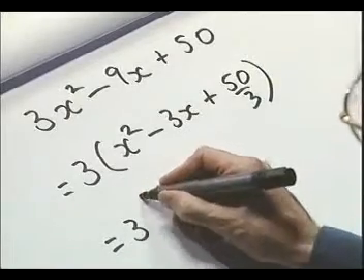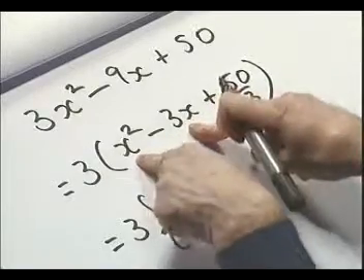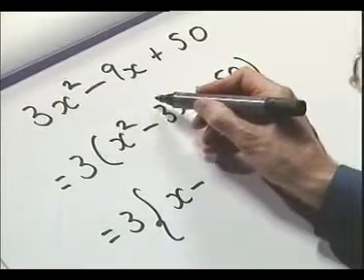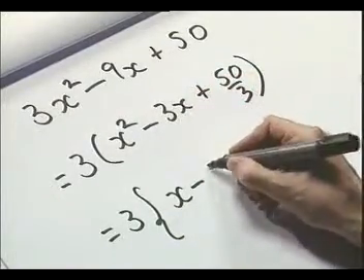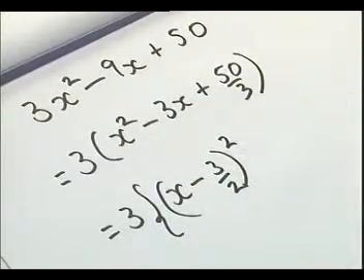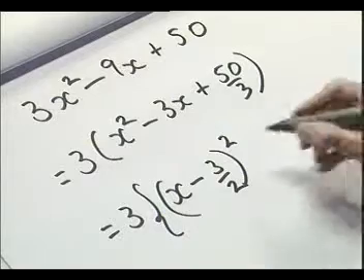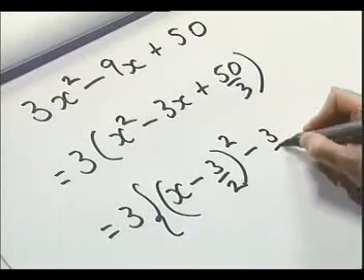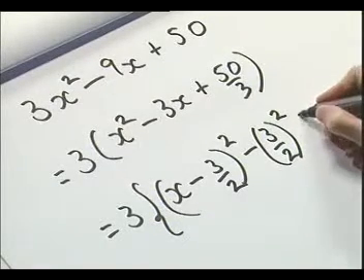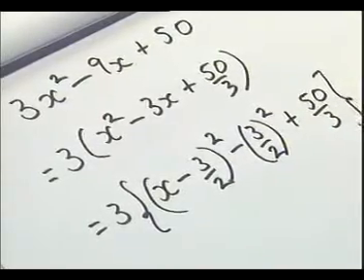Equals 3, let's have a big curly bracket. I'm going to complete the square around this, so this is going to be x minus, look at the coefficient of x and take half of it, 3 over 2, all squared. By doing that, we've added on an additional a squared, so we need to take that off. 3 over 2 squared. And then finally, plus 50 over 3. And close the big bracket.